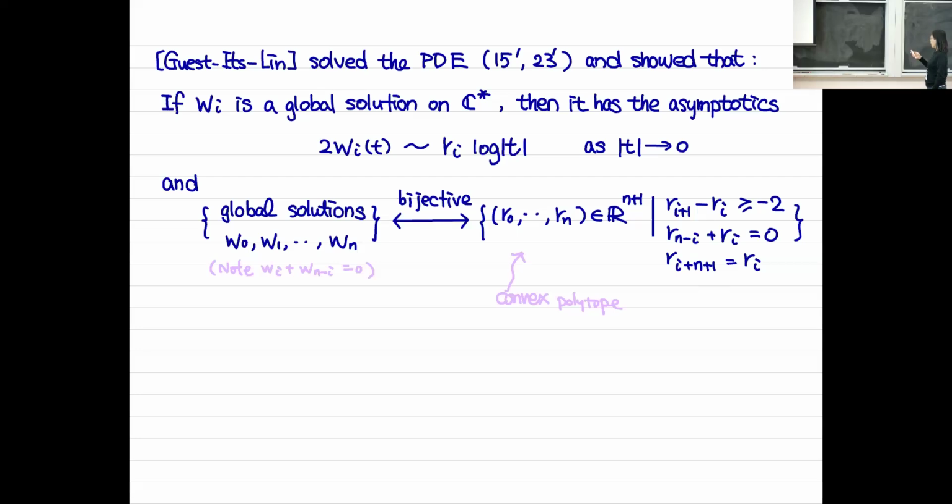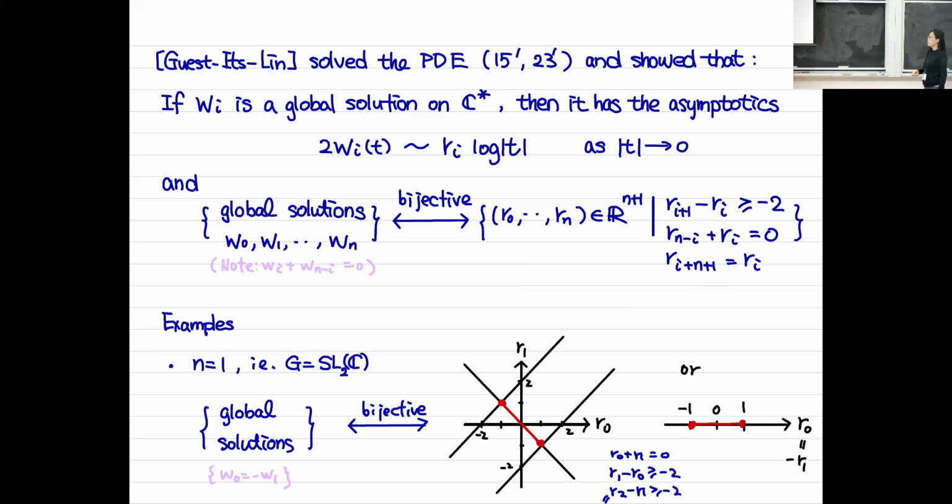So we can look at some lower rank pictures. For instance, the lowest rank is n equals 1. That represents SL2C actually. So you have global solutions. In principle, you have w0 and w1, and because of anti-symmetry, w0 is minus w1. So it's bijective to this set. Over here with the relations, what you have is this closed interval. That's the first set it corresponds to.